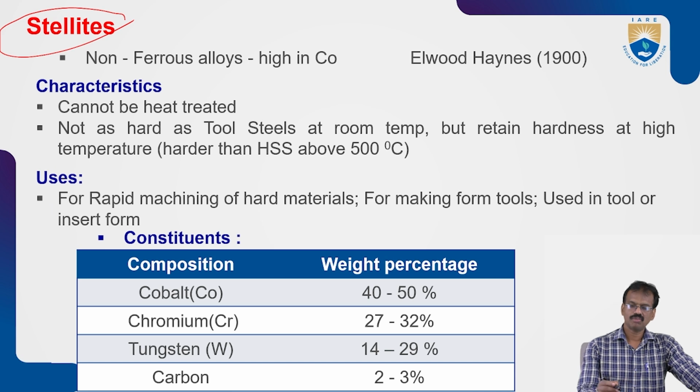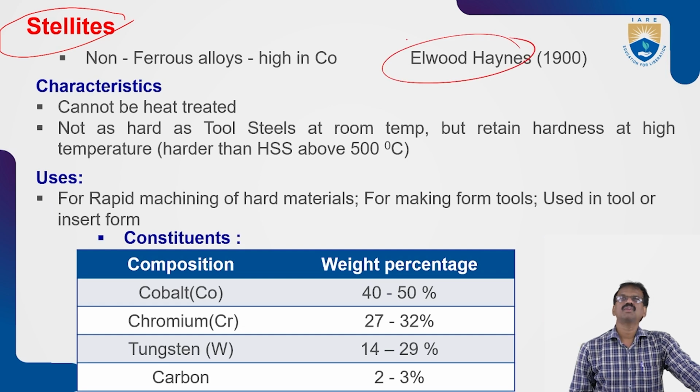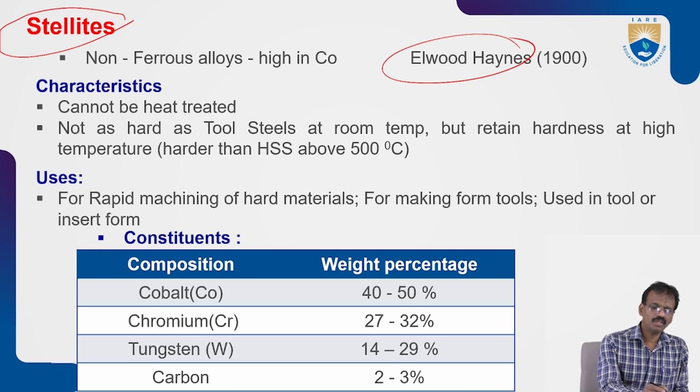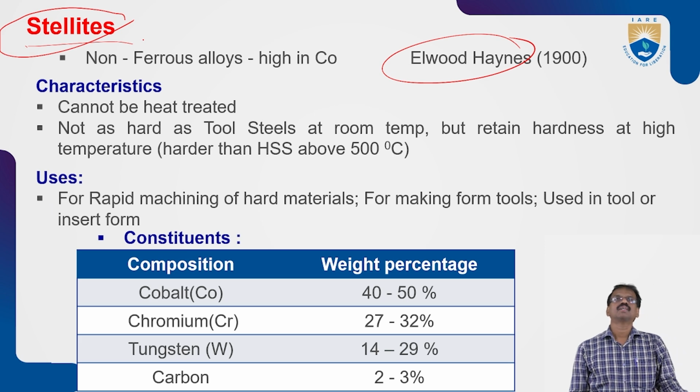It was discovered by Elwood Haynes in the 19th century. It was in 1900. Okay, he got two patents on this material. Based upon those patents, he started the purchasing of these newly invented materials also. We'll see what is the importance of stellites.